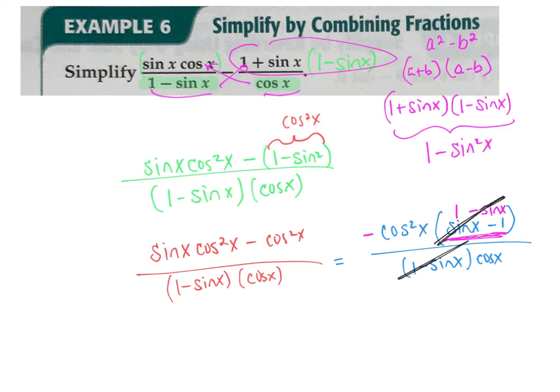What else can I cancel? Yeah, one of my cosines. I can cancel 1 cosine to 1 cosine. And so this whole thing simplifies to just negative cosine of x.